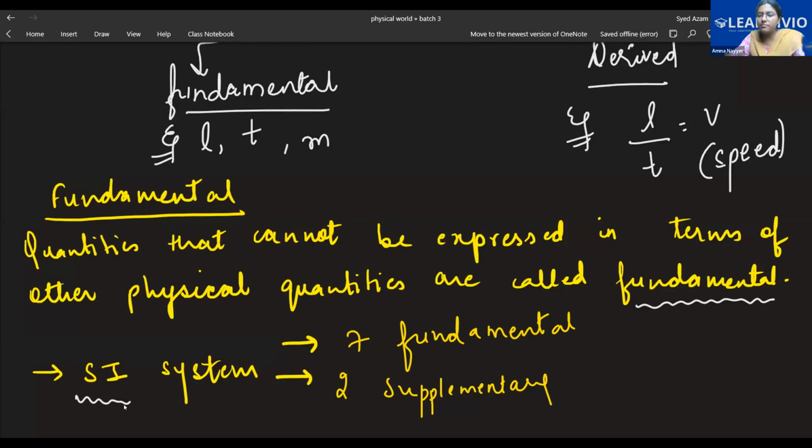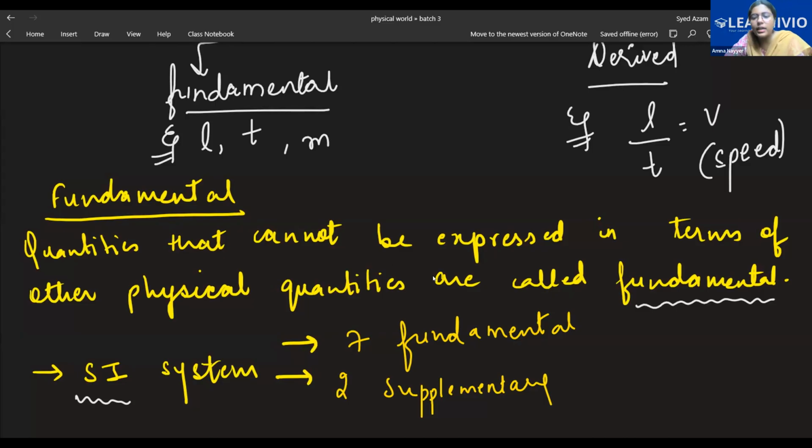The SI system is a body which gives the standardization in physics. There are 7 fundamental quantities listed by the SI system. These are fundamental, and you can put maths in it, put calculus in it, and then make derived quantities. And 2 additional quantities are mentioned along with it.